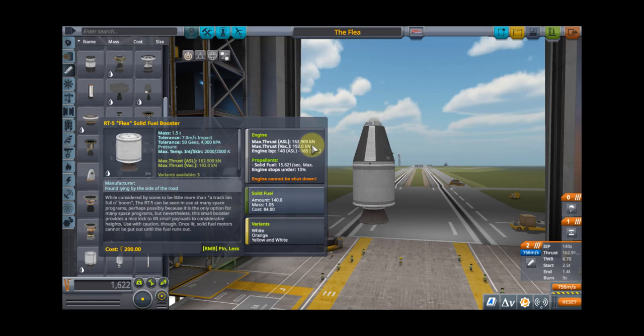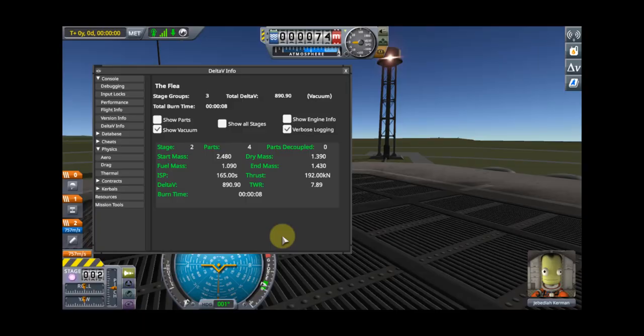162.9 kilonewtons. In a vacuum, it's 192 kilonewtons. It gives me information here about the engine's ISP, specific impulse, at sea level and in a vacuum, and I may come back and look at that again, see how far we get with this. I don't particularly need that for the way that I set up the equation now. Here's another place where I can see some information about this particular rocket.